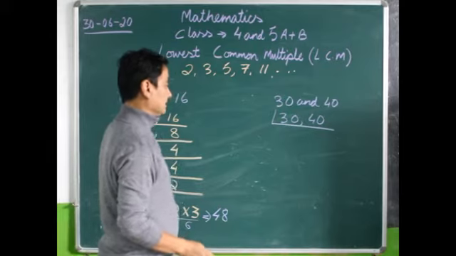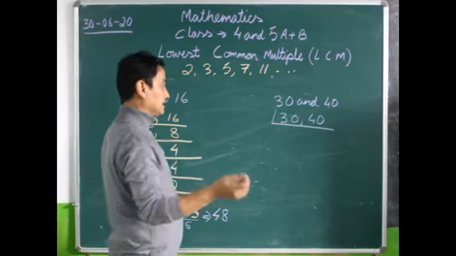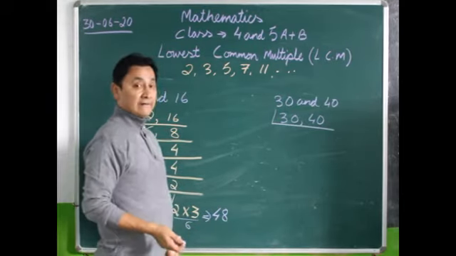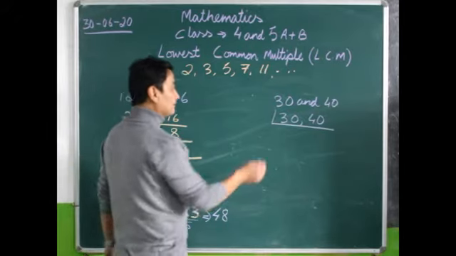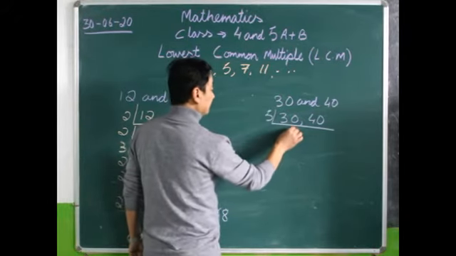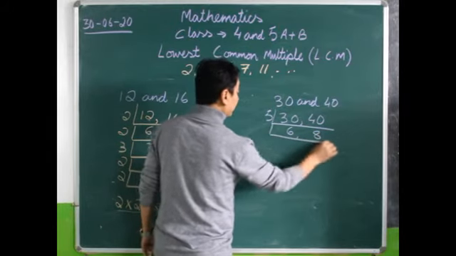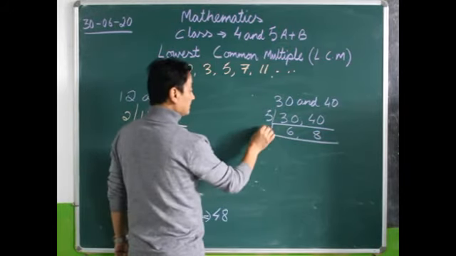Okay. So first we have to find the prime numbers. Which number will go? Yes. You can use 2, you can use 3, you can use 5. Let's use the bigger number first. Which number? 5. 5 6s are 30. 5 8s are 40.